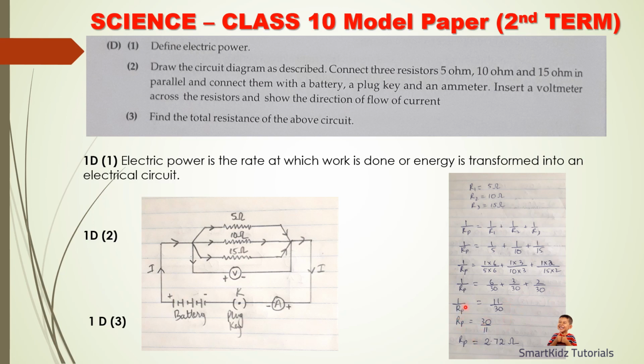So we take the reciprocal of 1 upon Rp to get the resistance in parallel. And so the denominator over here becomes the numerator, and the numerator comes down to become the denominator. And we get Rp equal to 30 upon 11, which is 2.72 ohms. So that is the total resistance of this particular circuit.